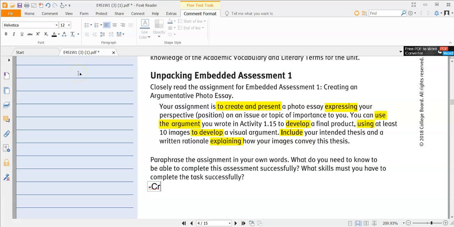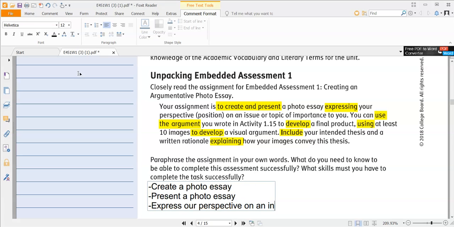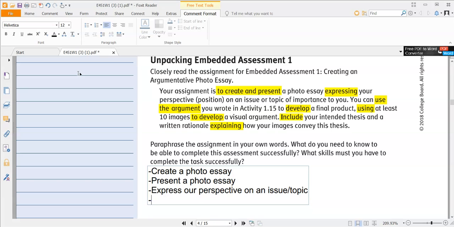So we're going to need to create a photo essay. We're going to need to present a photo essay. We're going to need to express our perspective on an issue or topic. We're supposed to, well, I guess you don't have to use the argument from 1.15, but it says you can. We're supposed to develop a final product. We're supposed to use 10 images. We're supposed to develop a visual argument.